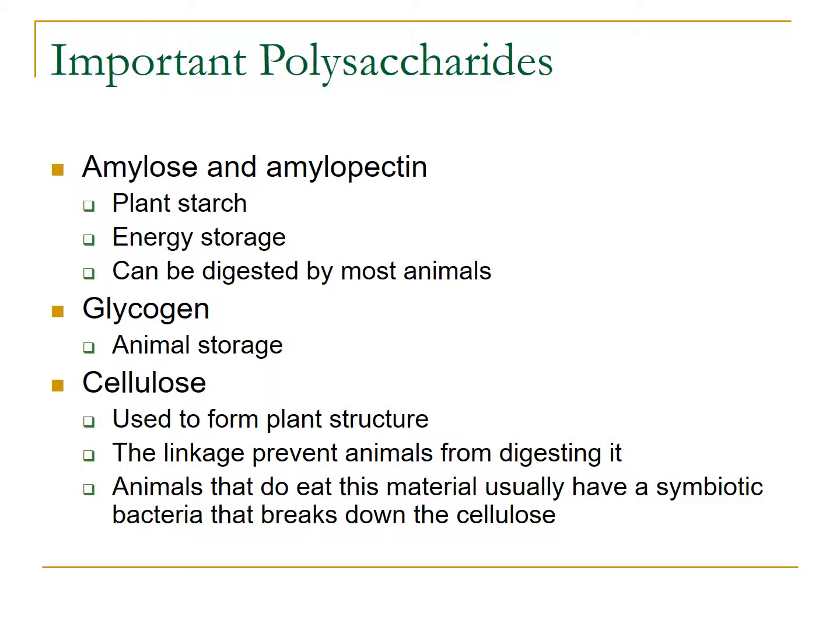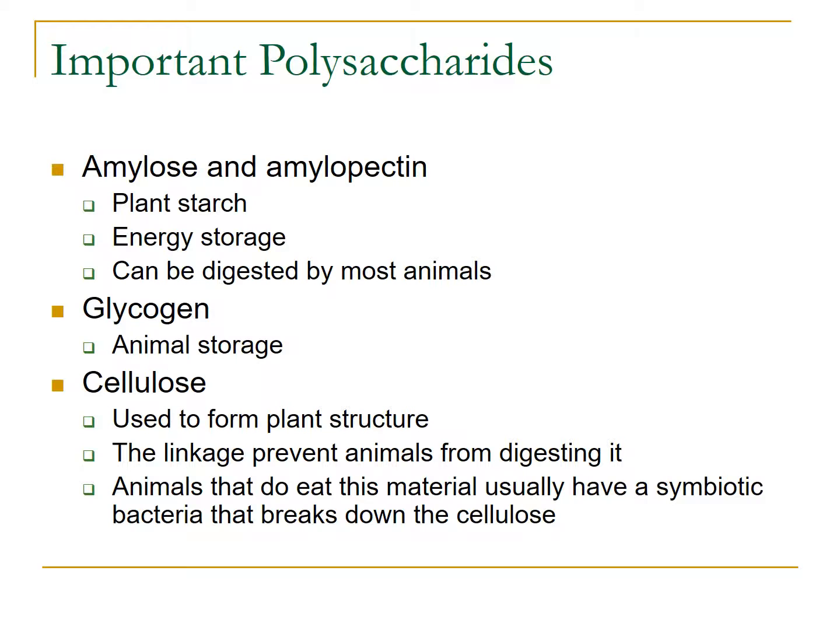Cellulose is another form of polysaccharide that's used to form plant structures. The linkage, which is that beta 1,4 glycosidic linkage, actually prevents animals from being able to digest the cellulose, and so we can't eat tree bark and get any energy from it. I can eat a potato and get energy, but I can't eat a leaf and get energy. I can't eat tree bark. I can't eat the cellulose material that's found in plant structures.